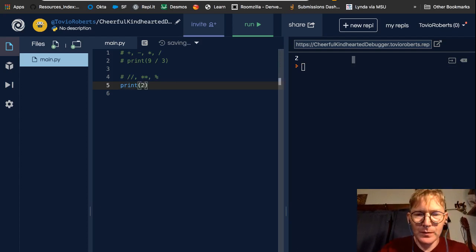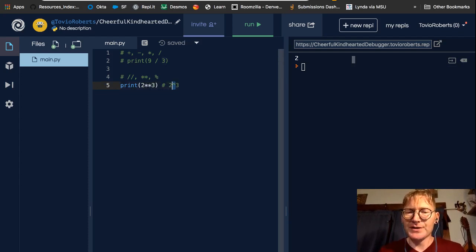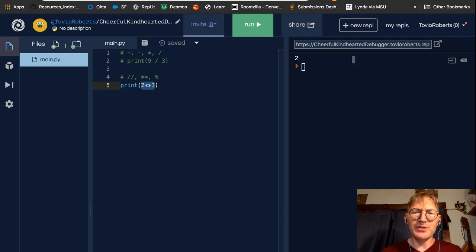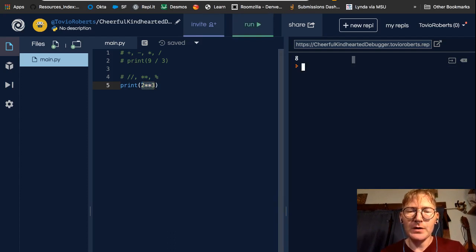So let's consider exponentiation. Let's do 2 to the third power. And something to keep in mind, in a lot of other languages, exponentiation is shown with the caret operator. This means something else in Python. So 2 to the third, 2 times 2 times 2, it's going to give us 8. Pretty straightforward.